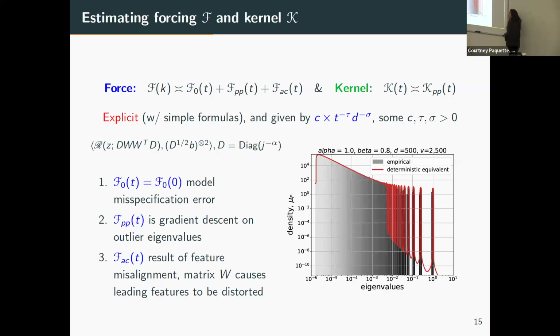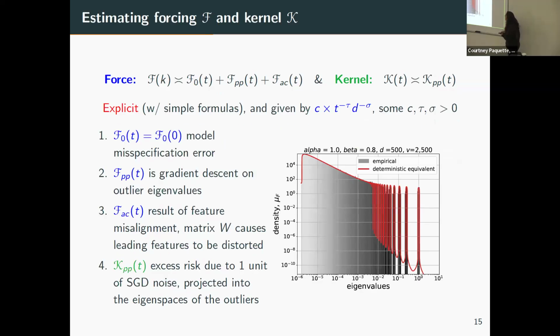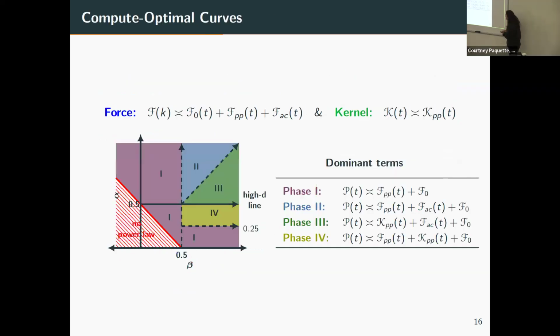And that will be the model misspecification. That's like the capacity. And then you also add on to it SGD, which adds another term here. Again, it can be just written as T to a power, D to a power, and you can solve all this. It just has to do with spectral properties.